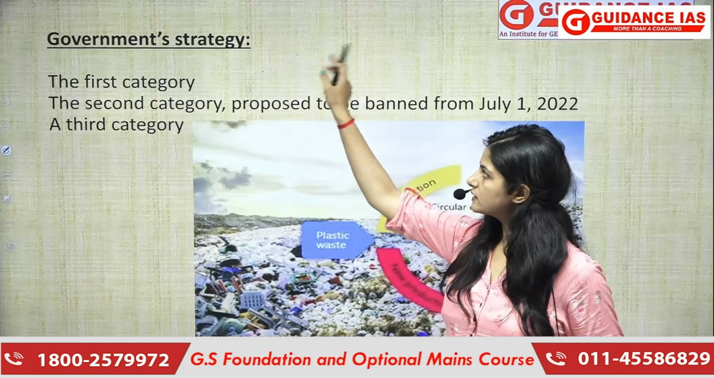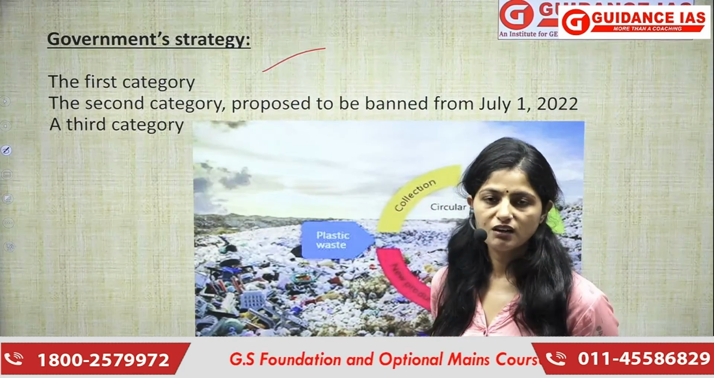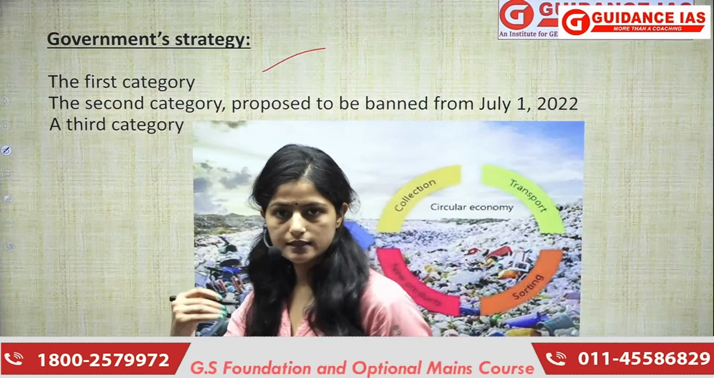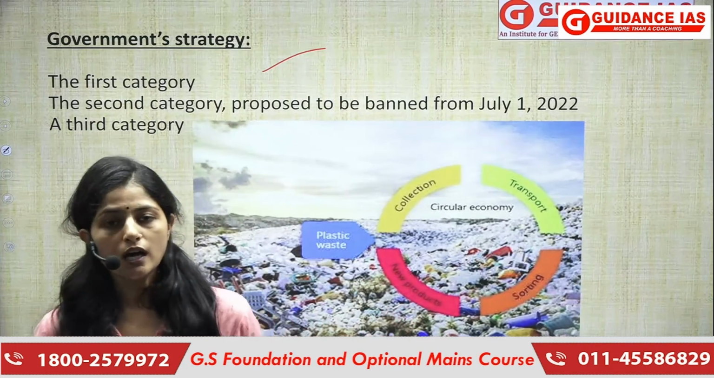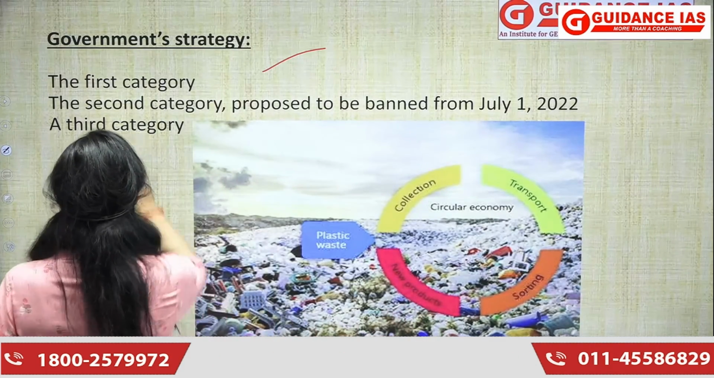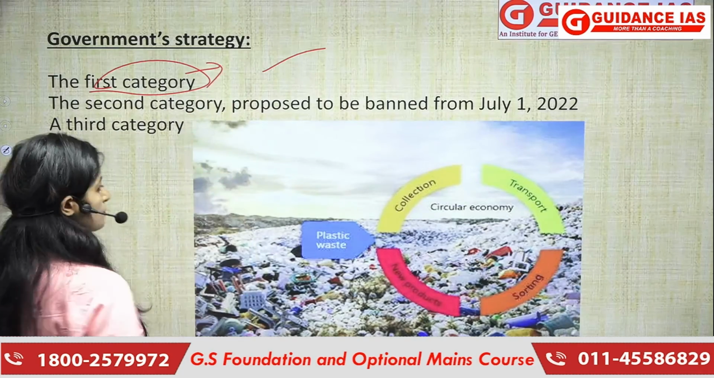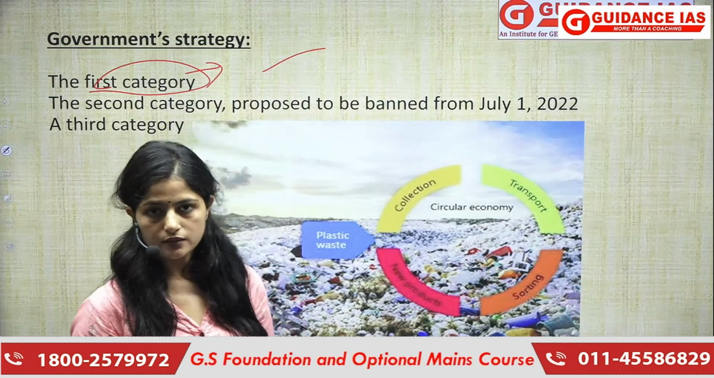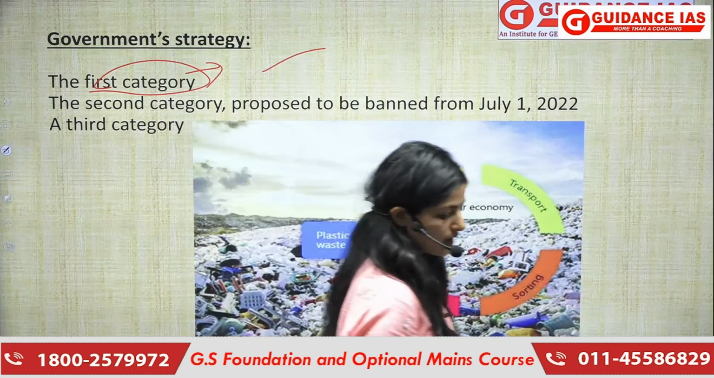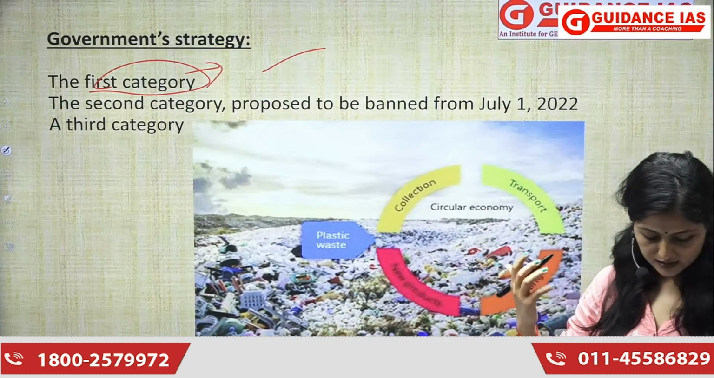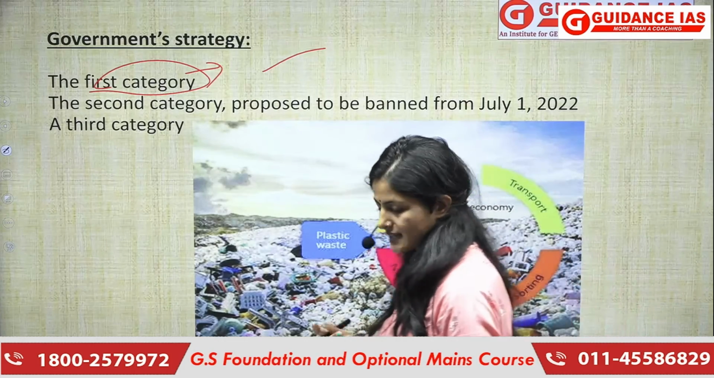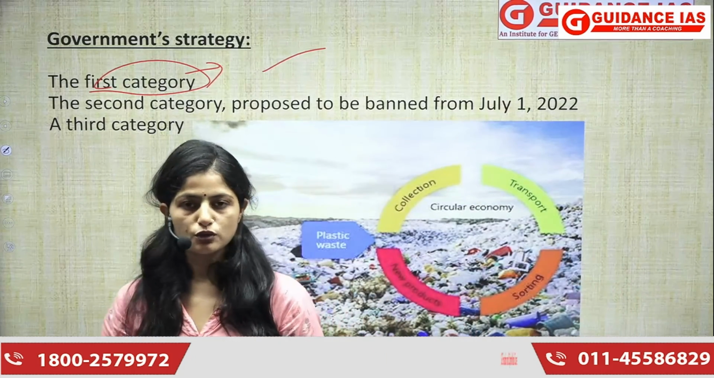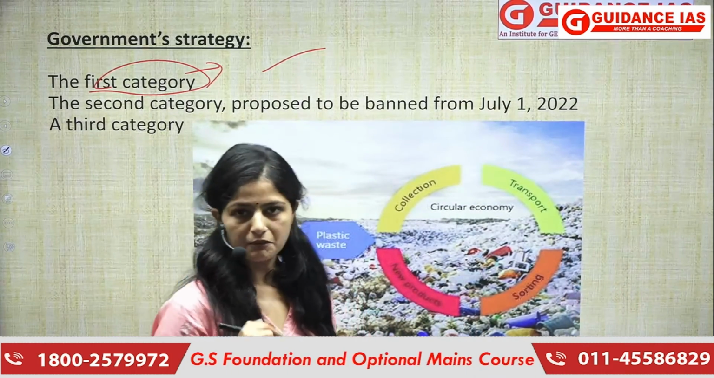Okay, now what is exactly the government strategy? The government's strategy is that we are going to achieve this through different steps. The first would be the first category, wherein the balloon stands, or you can say the plastic sticks which we use in the balloons or flags, we will be eliminating them first.